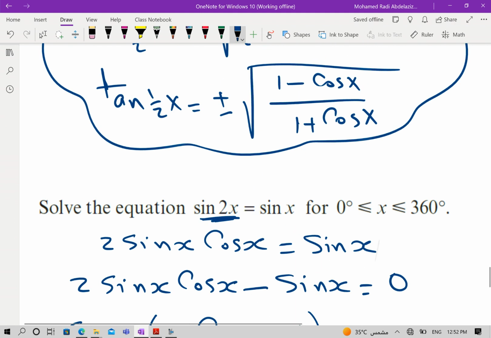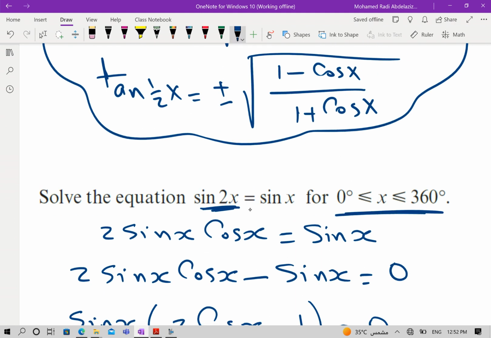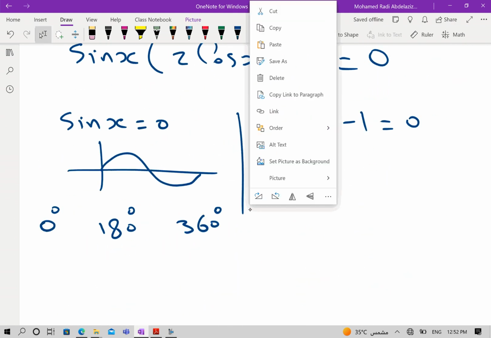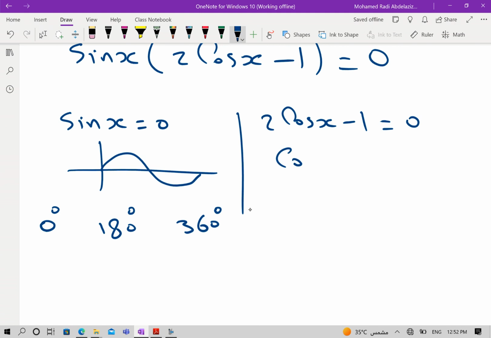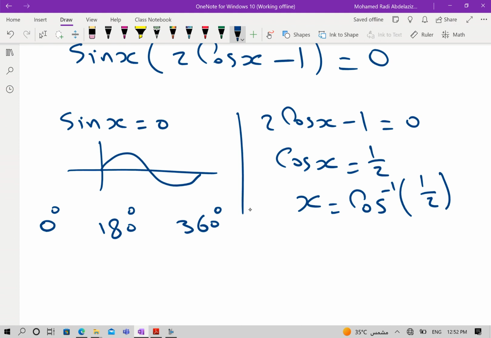All, it's written in the range from 0 to 360. What about 2 cosine x minus 1 equals 0? Cosine x as a subject is equal to 1 over 2. What is the basic angle? In which quadrant is cosine x negative 1 over 2?